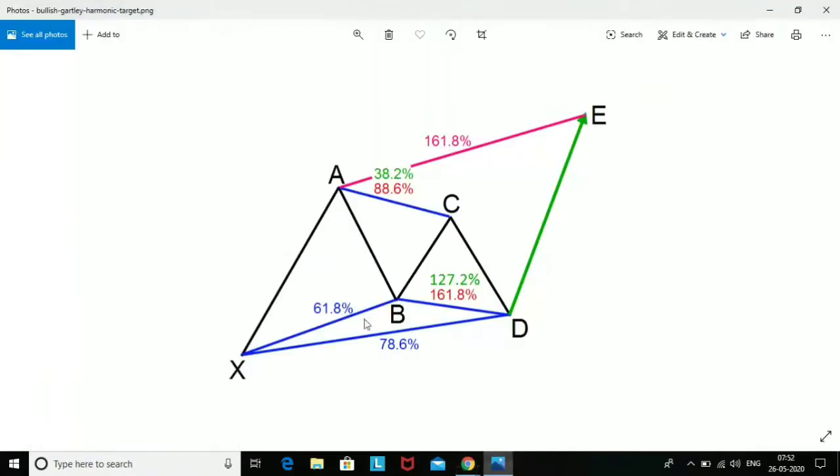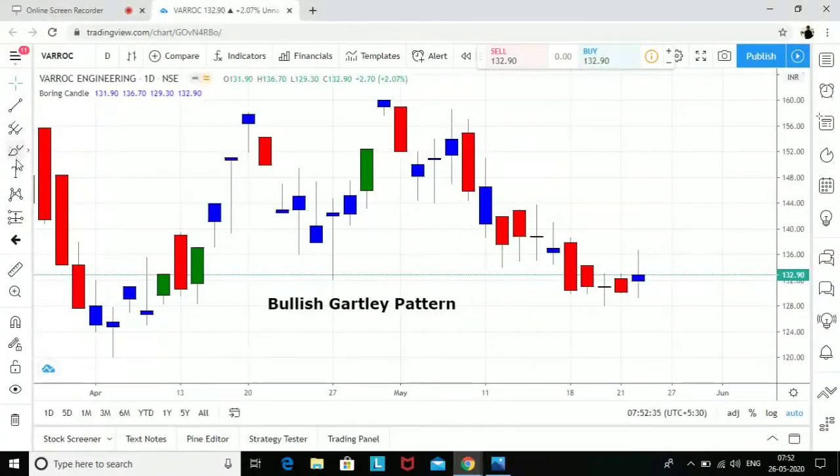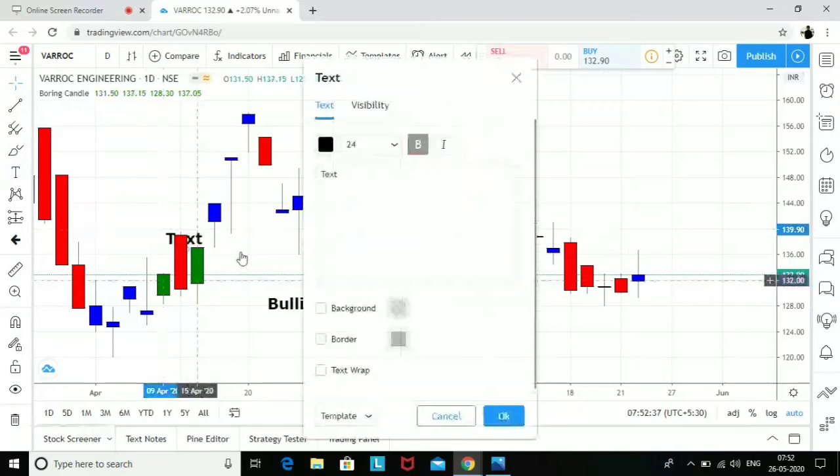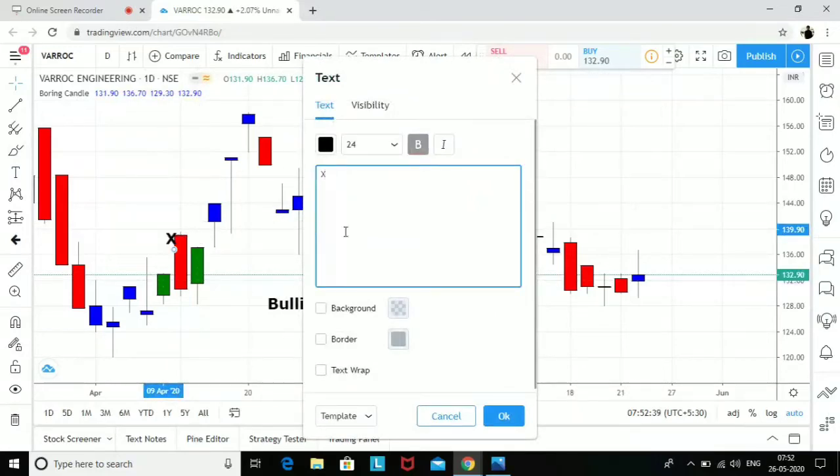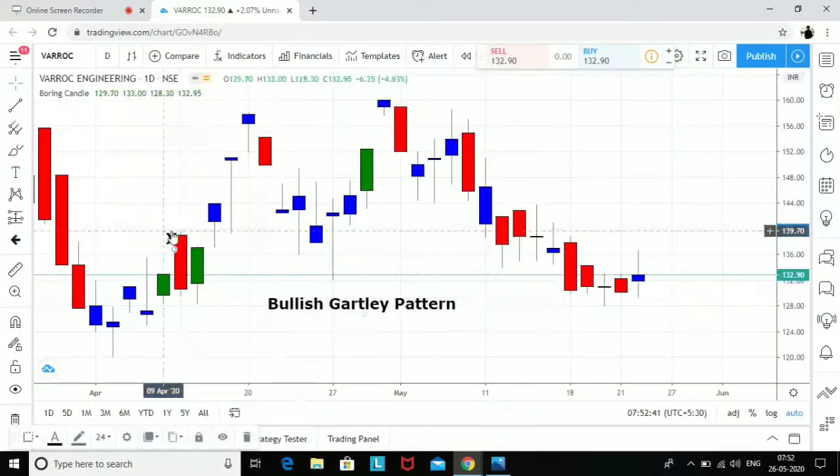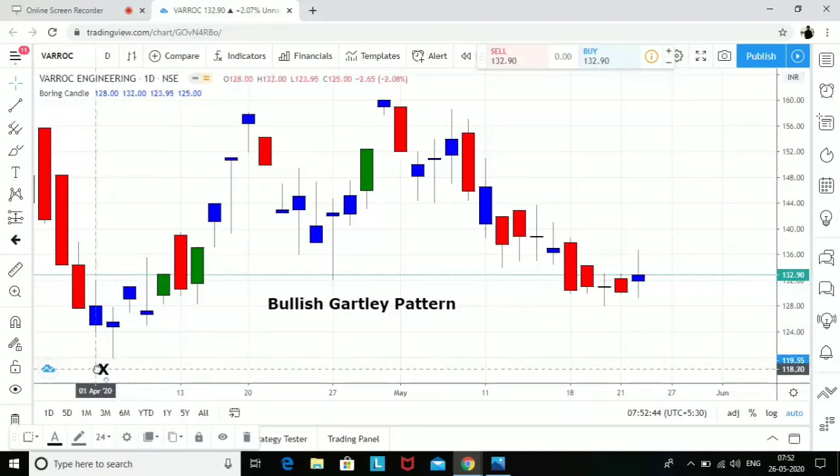Okay. Now here, if you see, we need a low from where we can start. So that's why it is called X. We are assuming that that is the low from which we are supposed to plot the pattern. So now here, if you see X and then A, B, C, D. So now for me, this would be the X. This is the X. Okay.